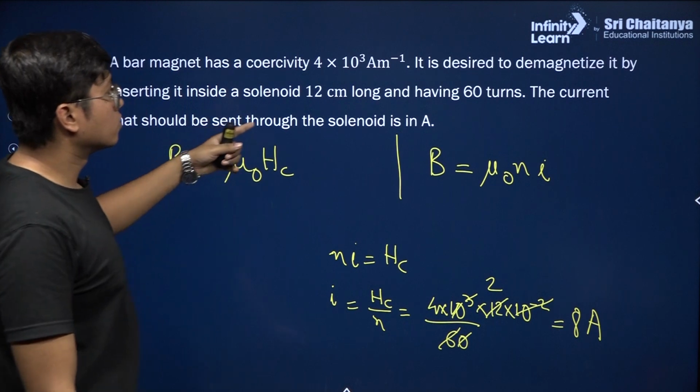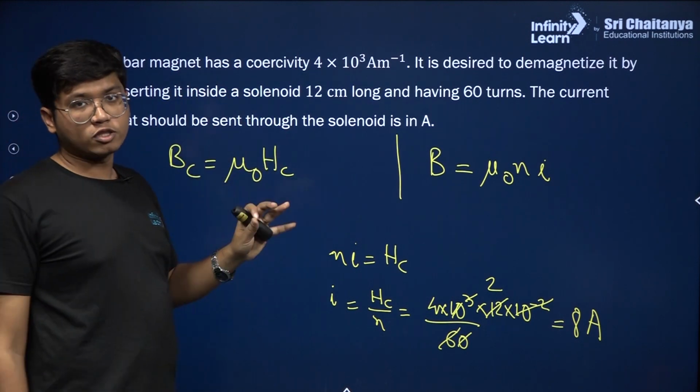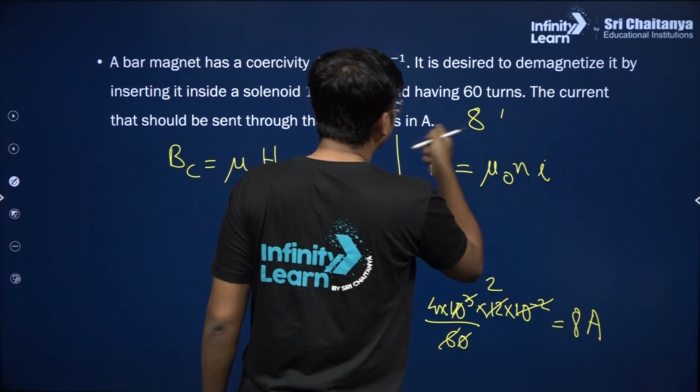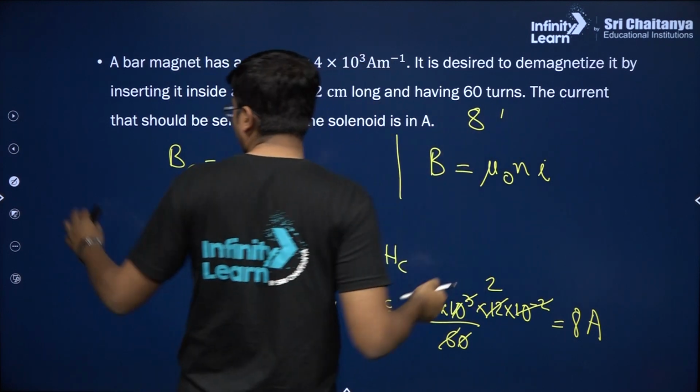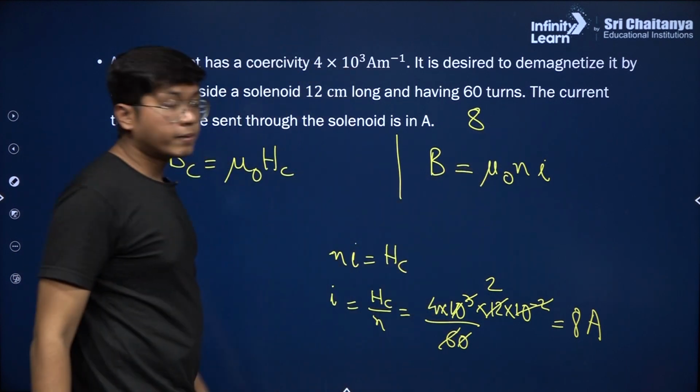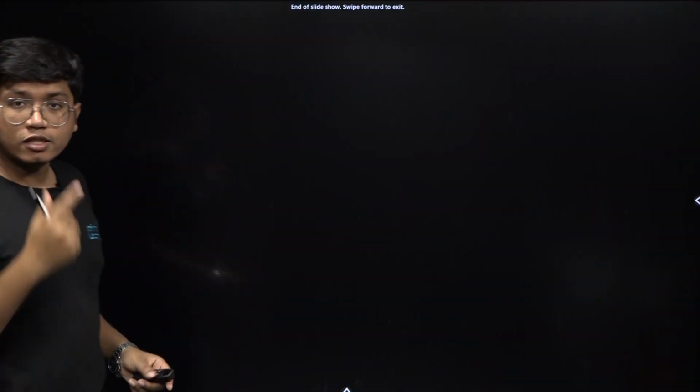So the solution to this, the current that needs to flow in the solenoid to demagnetize it, is 8 amperes. They've asked you for the answer in numbers, so it would just be 8 over here. The solution to this would just be 8. So that's it. Those were all the questions.